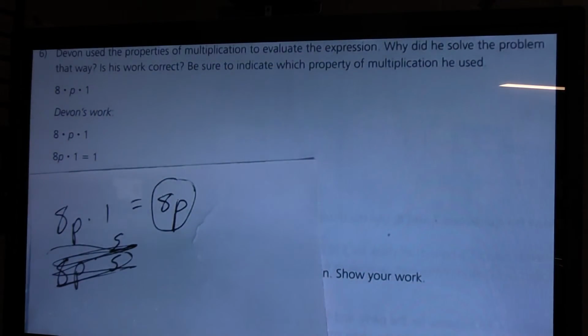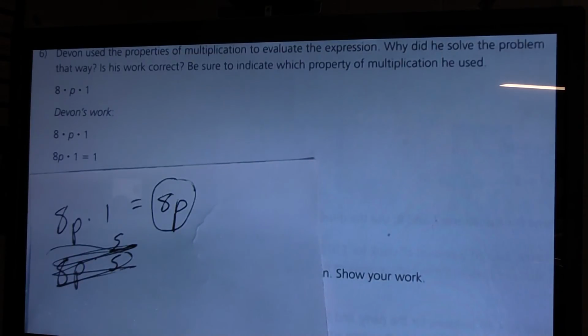this goes on in math practice number 3, using what I know about the multiplicative identity property, I know that Devin should have said 8 times p times 1 equals 8p. And I know that because anytime you multiply a factor by 1, your product will be the factor you start out with.